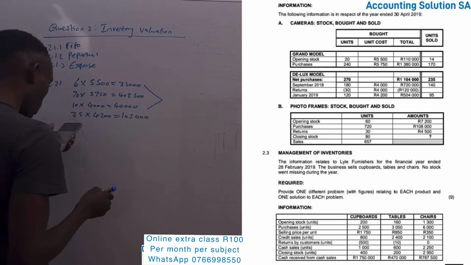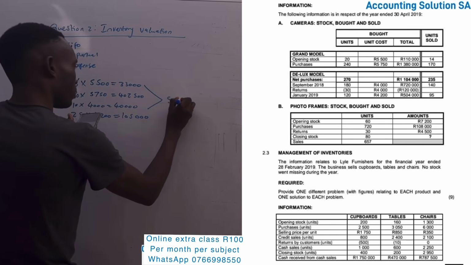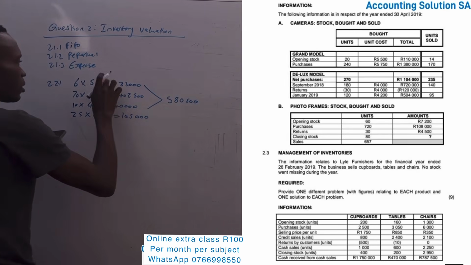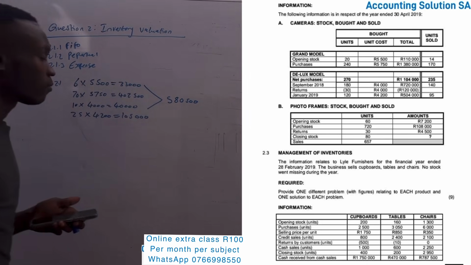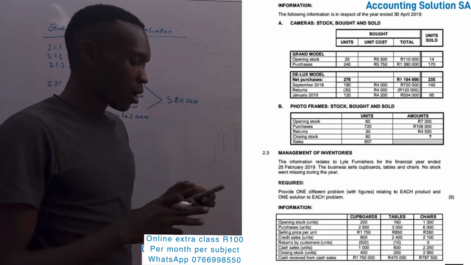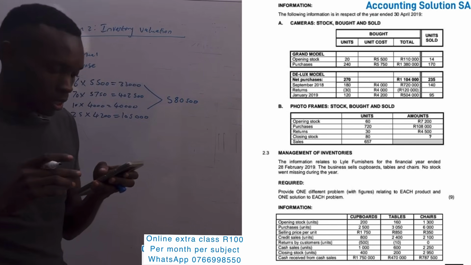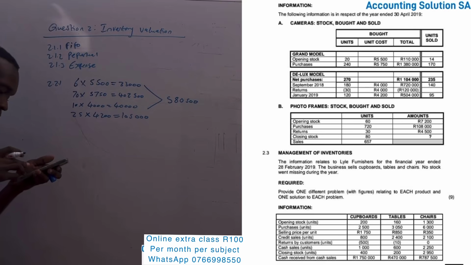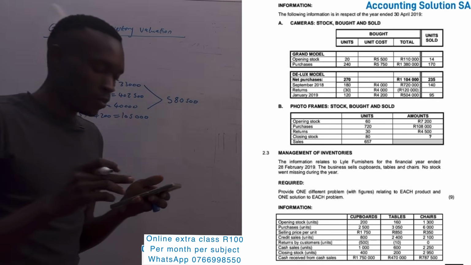Then we have to get the total now, which is 580,500. You just add these 1, 2, 3, 4. They're going to give you this one. Very simple stuff. That's how we calculate a specific identification method. Okay, then the next one, calculate the value of closing stock of photo frame.